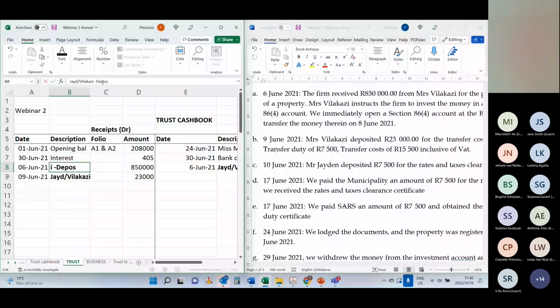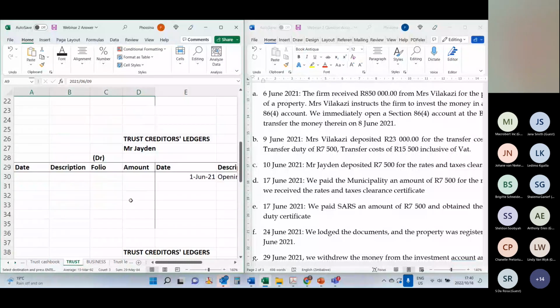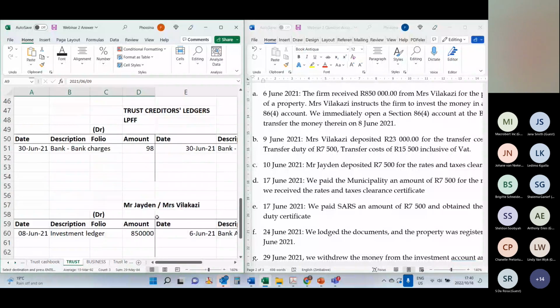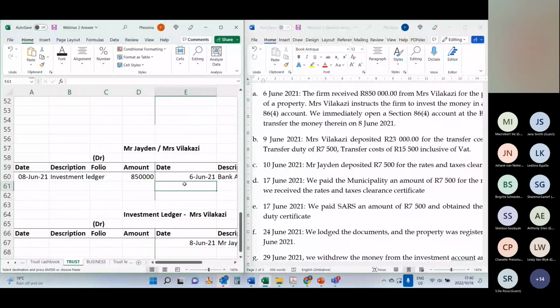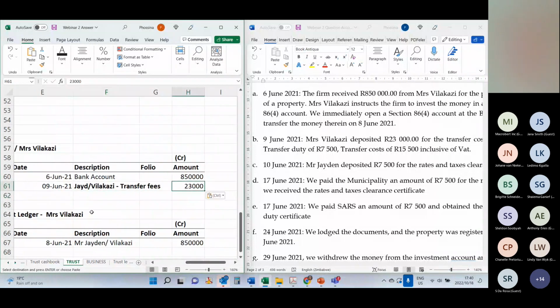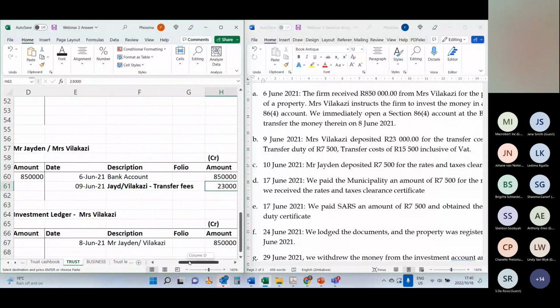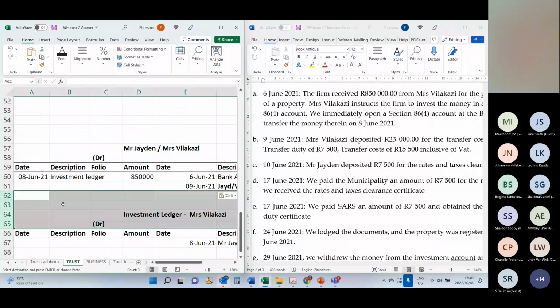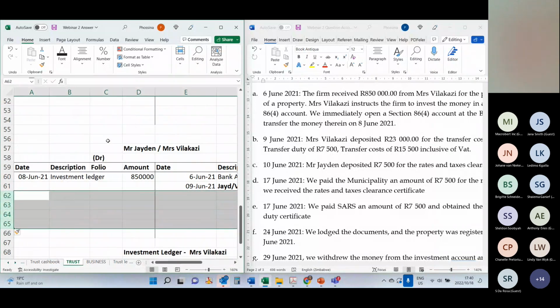Out of that, when we record it like this, it also means we have to go to the ledger and record the amount. So in this case, to shorten up time, I'm just going to copy it. It's relating to our conveyancing ledger, which is this one. And then we paste it like that. So we are doing the double entry. It shows we've received 23,000. So for every transaction, you make sure you do the double entry.